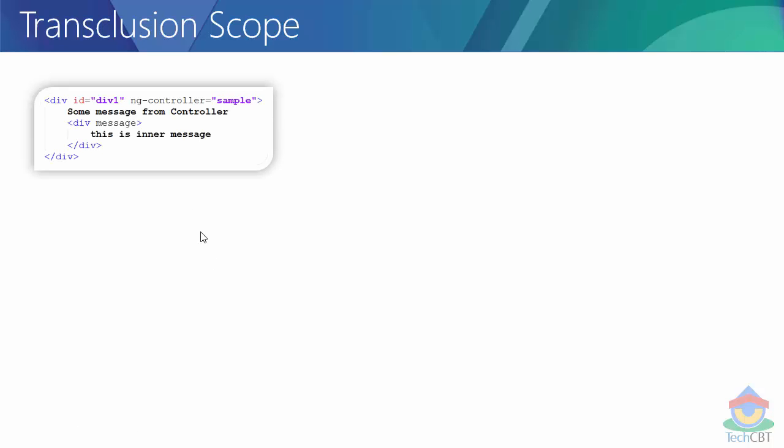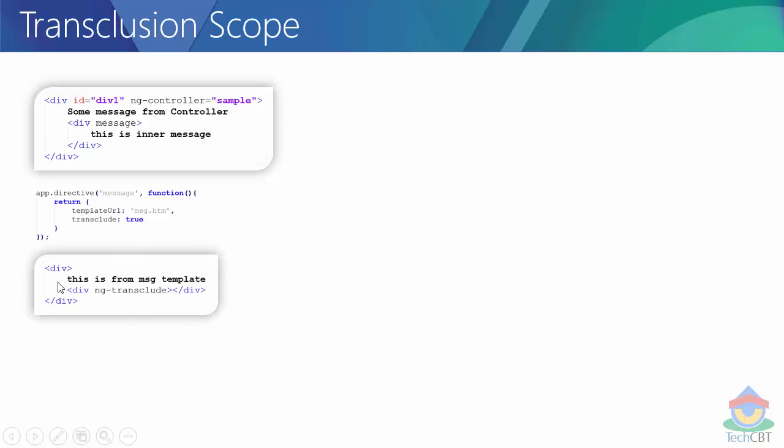Imagine I have some markup in this fashion, which means the outermost div is associated with a controller called sample. It has got its own controller level message, and I have a directive called message, which is defined in this fashion. So I have a directive called message with its own template called message.html, which looks something like this. And I'm saying that transclude equal to true, which means the directive can have some transcluded content which can be injected right into this here, because I have ng-transclude.